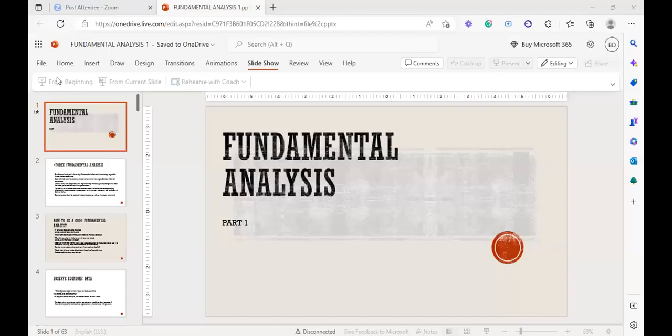Before Zoom would send us out, today we would start with fundamental analysis.